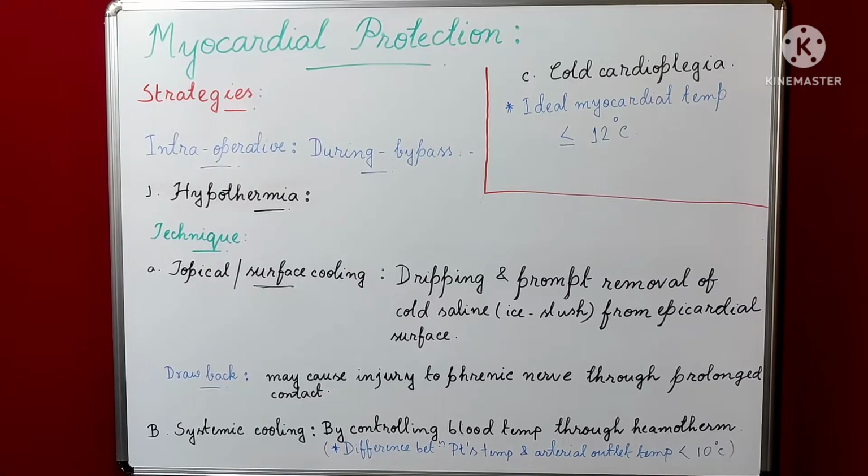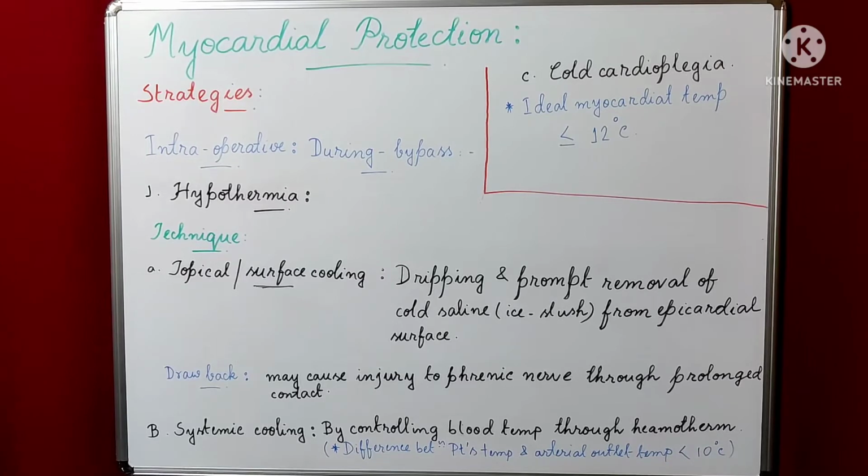For different surgeries we use different degrees of hypothermia. The normal temperature of the human body is 37 degrees, and when the temperature is 32 to 35 degrees it is called mild hypothermia. 32 to 28 is called moderate. 28 to 18 is severe, and less than 18 is profound.